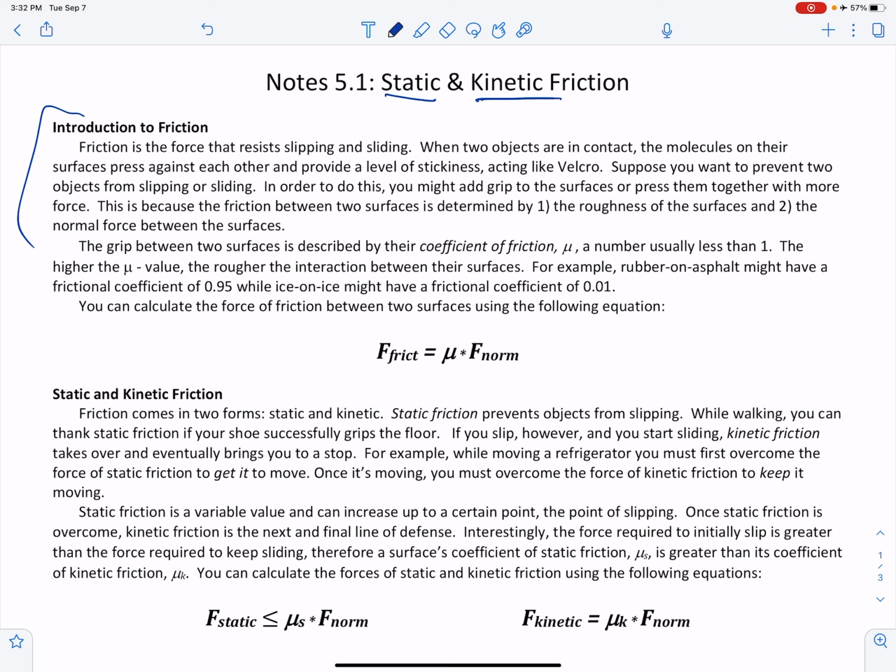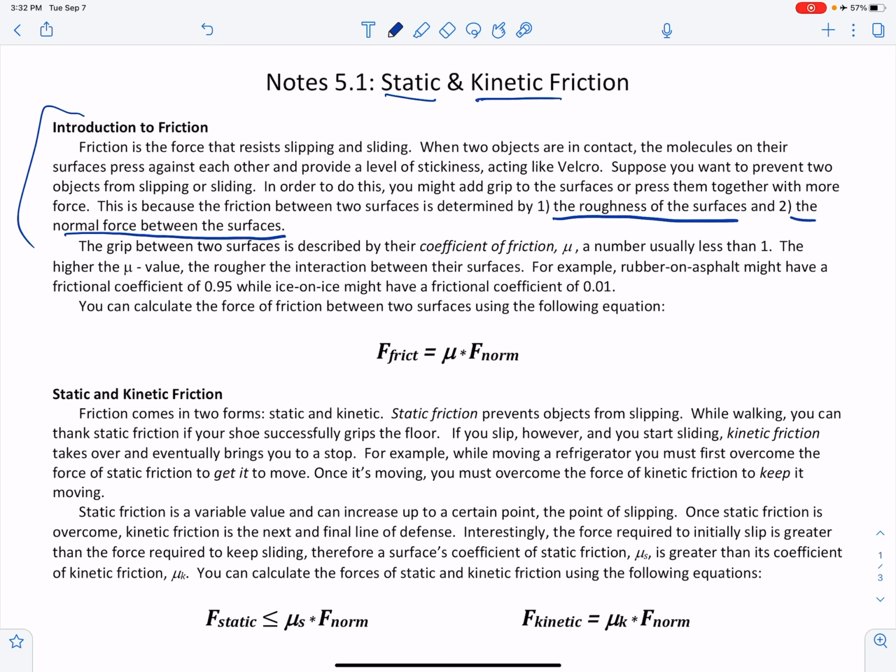When two objects are in contact, the molecules on their surfaces press against each other and provide a level of stickiness, acting like Velcro. Suppose you want to prevent two objects from slipping or sliding. In order to do this, you might add grip to the surfaces or press them together with more force. This is because the friction between two surfaces is determined by, number one, the roughness of the surfaces, and two, the normal force between the surfaces, right?